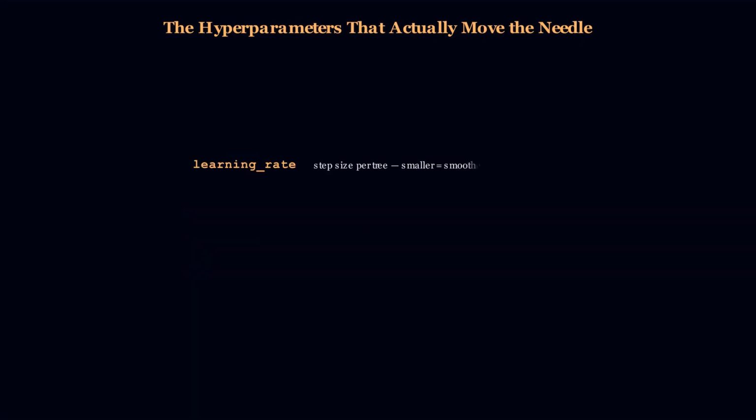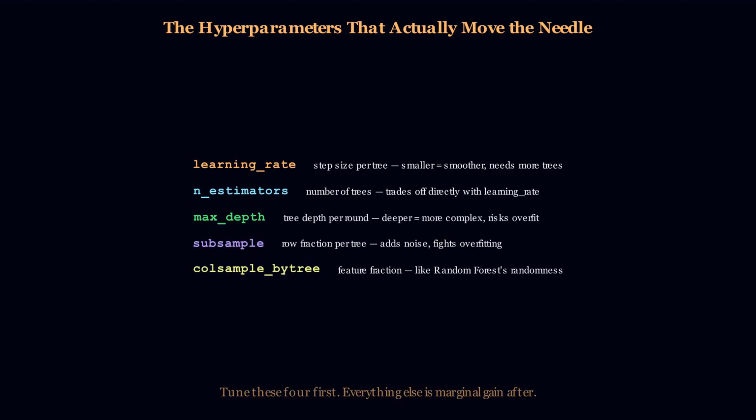You don't need to tune everything. Start with what actually moves the needle. Learning_rate and n_estimators together, they trade off directly. Max_depth controls how complex each individual tree gets. Subsample and colsample_bytree add randomness and fight overfitting. Tune those 4 first. Everything else is fine-tuning after.